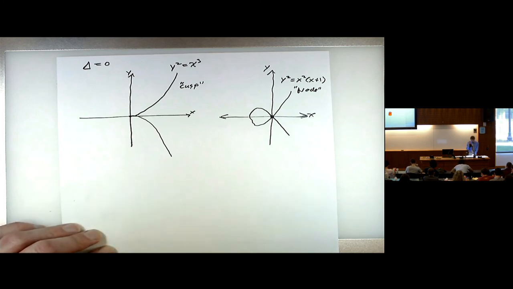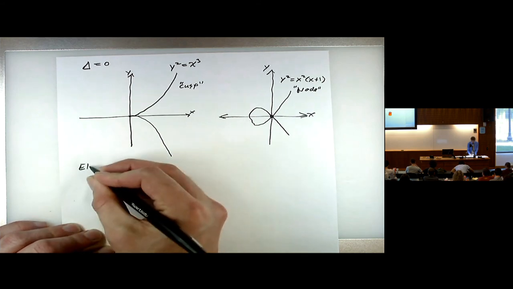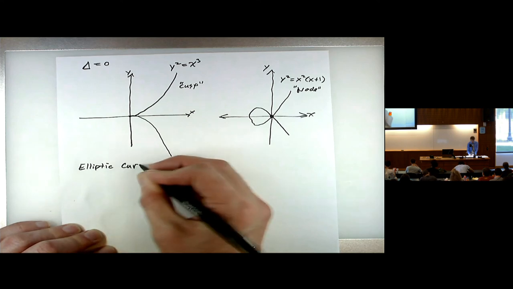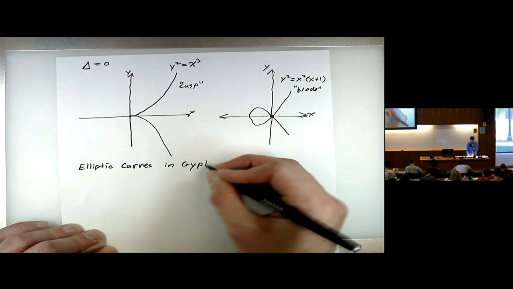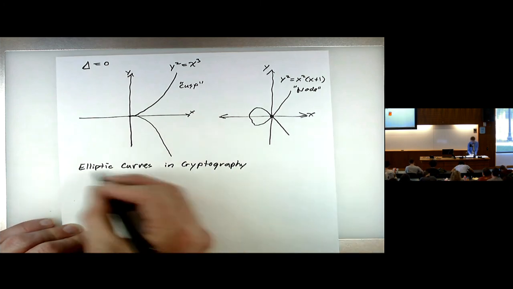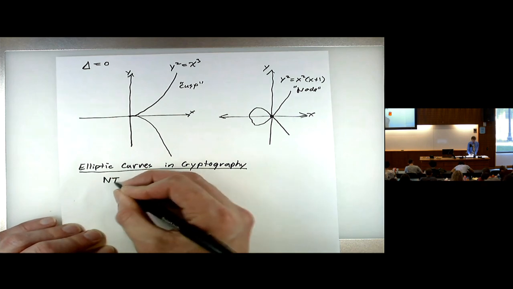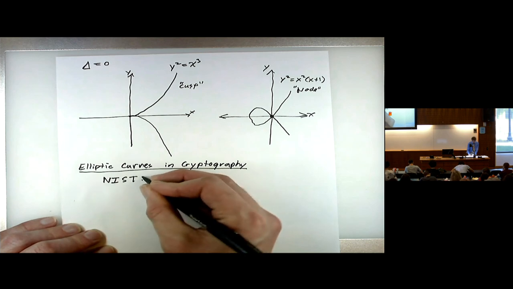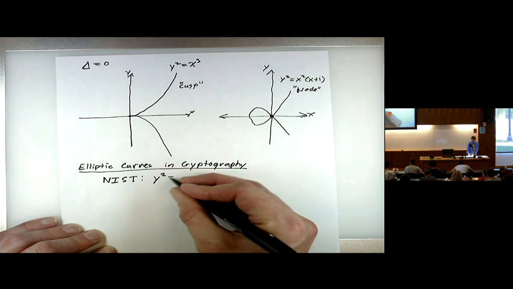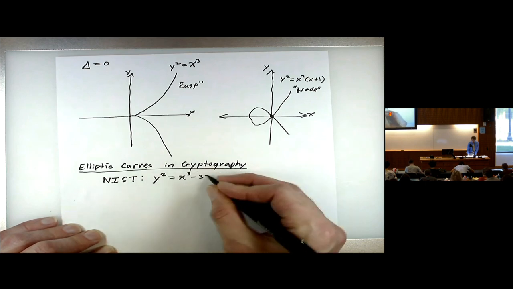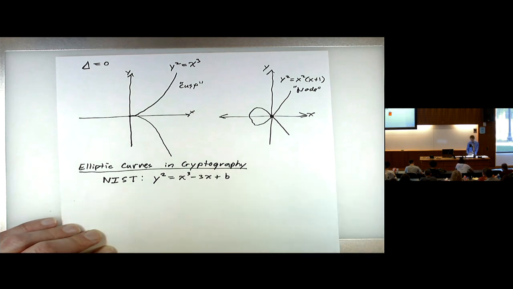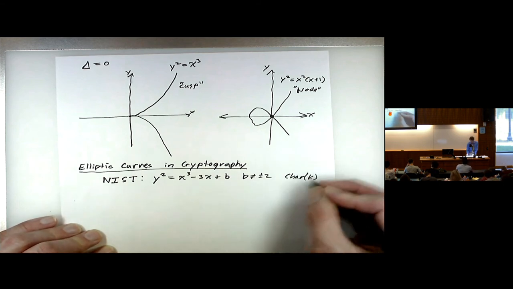But I want to mention now the curves that are used in cryptography. There are what we call NIST curves. NIST is an organization. And these curves generally look like this: y squared equals x cubed minus 3x plus b for some b. We're working over a finite field. b cannot be plus or minus 2, in order to get the discriminant condition to work out in the field. The characteristic must be different from 2 or 3.